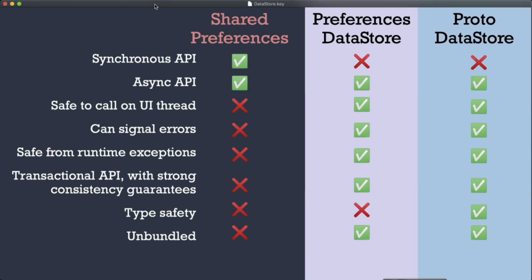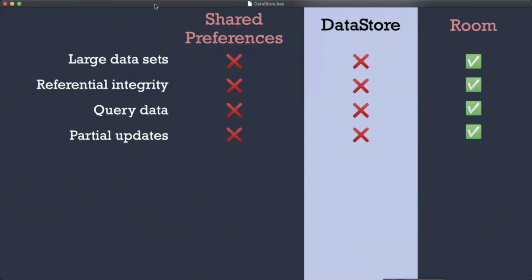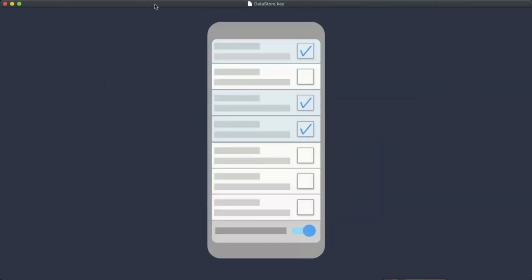So this means that you could be using Room, right? Because Room addresses all of these issues. And the thing is, if you are using large data sets, if you need referential integrity, if you need to query data, if you need partial updates, for all of these, don't use DataStore, use Room. But if your data is small, if it's simple, if it doesn't have any queries, then you can just use DataStore. Okay, let's take an example and then see how you could use DataStore.